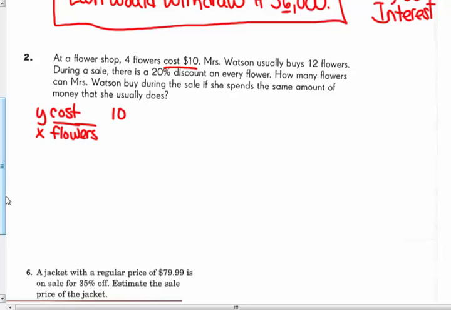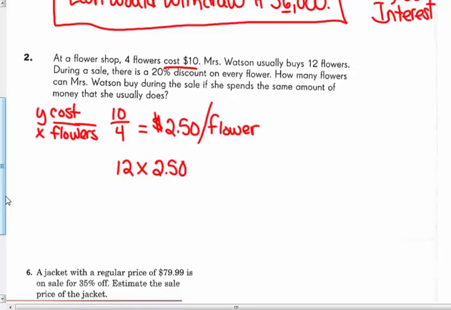So it's $10 for 4 flowers, 10 divided by 4. My cost per flower would be $2.50 per flower. So I found a unit rate here. Each flower costs her normally $2.50. Normally she buys 12 flowers. Okay, so 12 times $2.50 per flower. Normally she spends $30. So that's what she usually spends, $30.